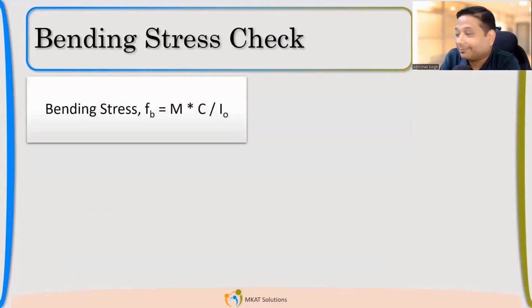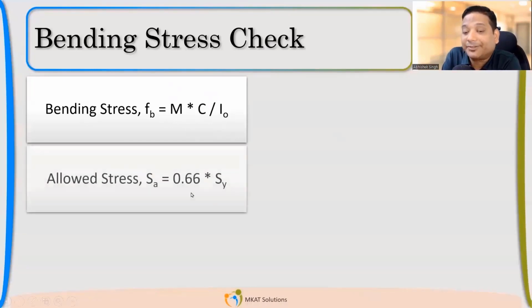Now, again back to the bending stress formula. If you remember, M into C divided by I, the combined moment of inertia. Now we have all the terms. We calculated first M. We calculated the centroid. We also calculated the combined moment of inertia. Now I have the bending stress.